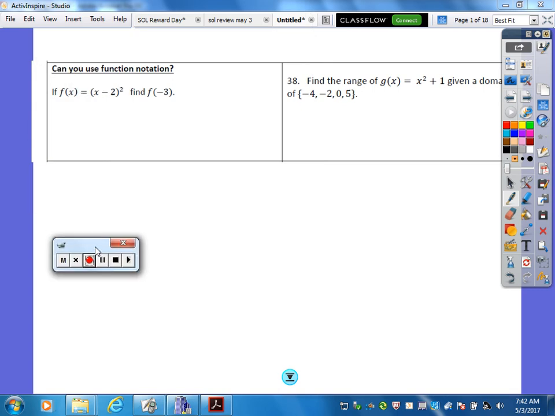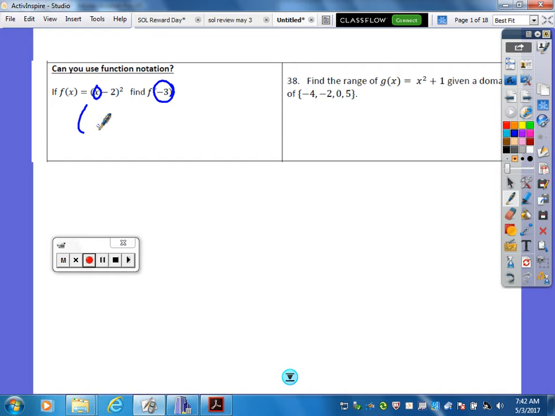Alright, let's talk about function notation. So, function notation is this f of x here that says a function of x. It's really shorthand form of that. So it's going to give you a problem here with an x in it, and then often they just say something like find f of -3. So what they're telling you is what to plug in for your x.